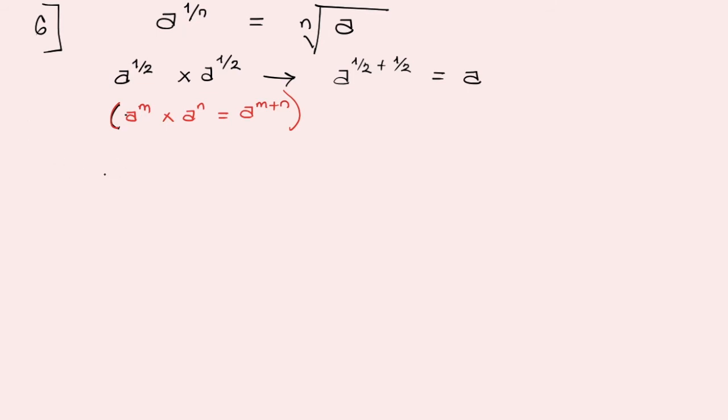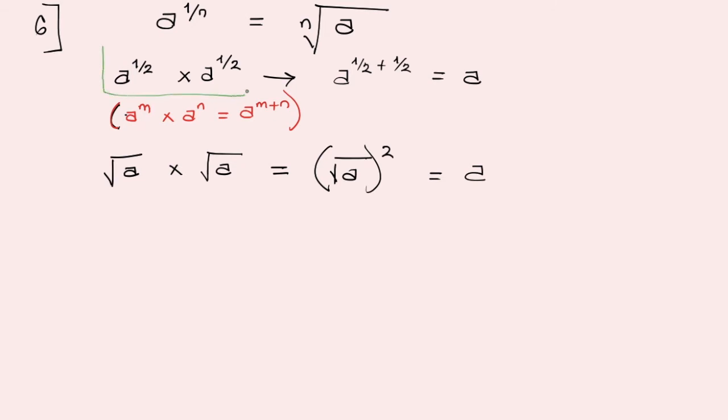Now, in the same vein, we know that the square root of A multiplied by the square root of A equals the square root of A squared, and square times the square root cancels out, so we have A. So what we're saying essentially is that this expression is equal to this expression because both result in A.